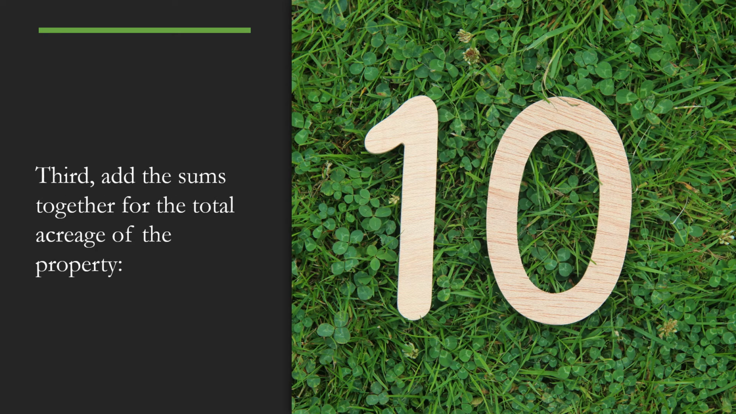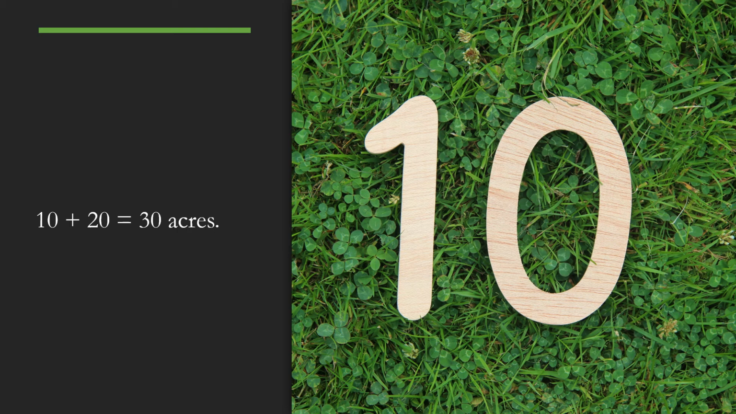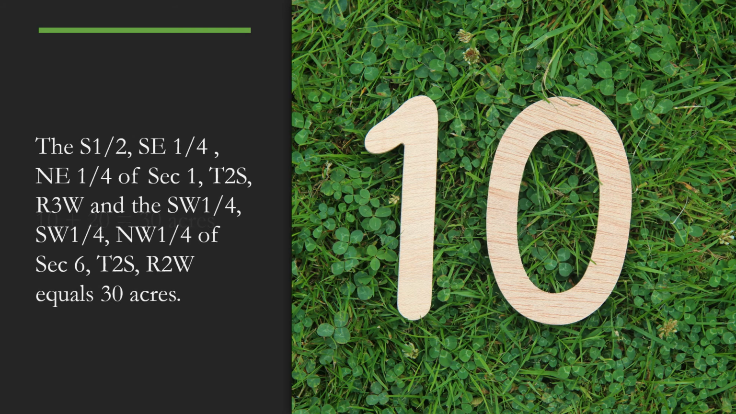Third, you then add the sums together for the total acreage of the property. So your 10 plus your 20 equals 30 acres total. So the south 1/2 of the southeast 1/4 of the northeast 1/4 of section 1 T2S R3W and the southwest 1/4 of the southwest 1/4 of the northwest 1/4 of section 6 T2S R2W equals 30 acres.